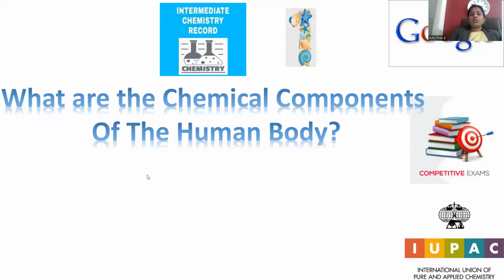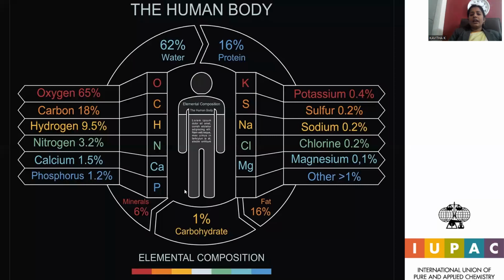What are the chemical components of the human body? So this is the most important application based question regarding chemistry. What are the chemical components present in the human body, and what is their proportion? What is their percentage composition we need to analyze? This is about the chemistry of your human body.